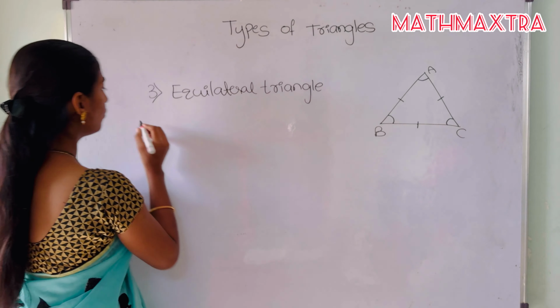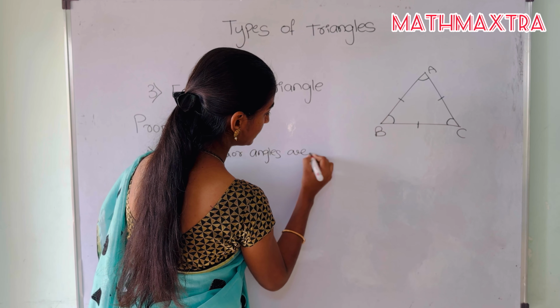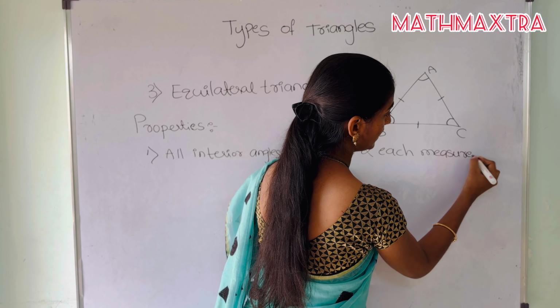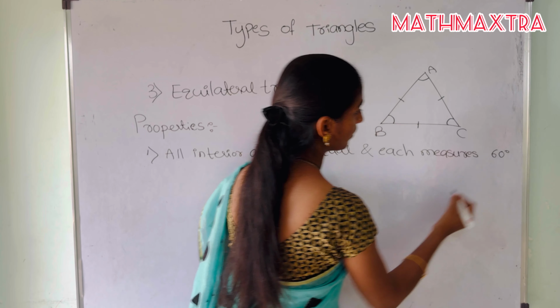Yes. So, what are the properties of an equilateral triangle? The first one, all interior angles are equal because all the sides are equal. All interior angles are equal and each measures 60 degrees. Each measures 60 degrees. And the second property is all exterior angles are also equal.